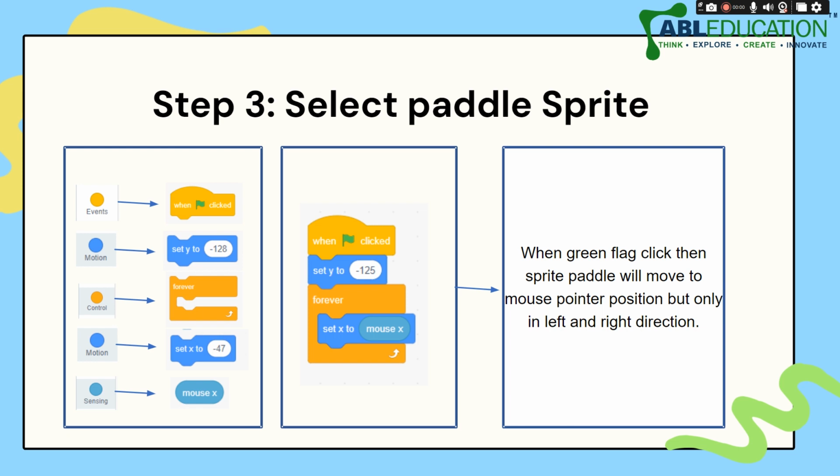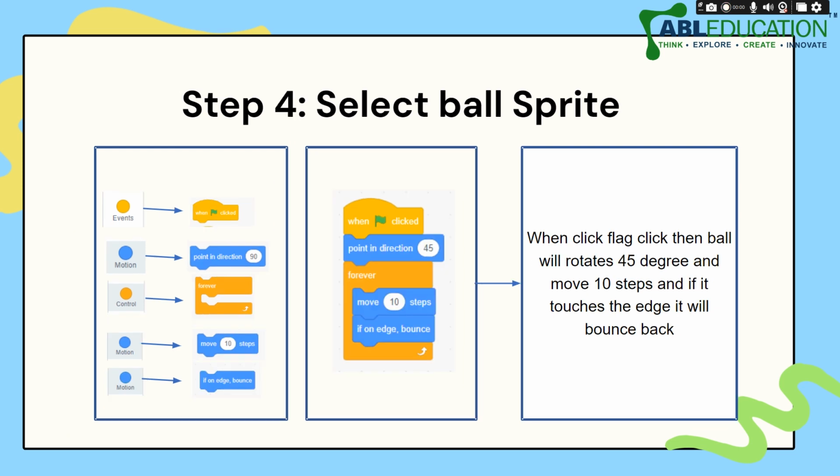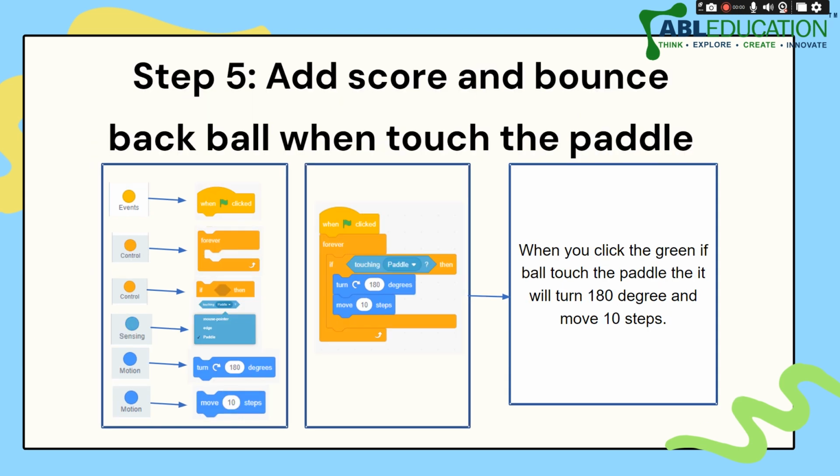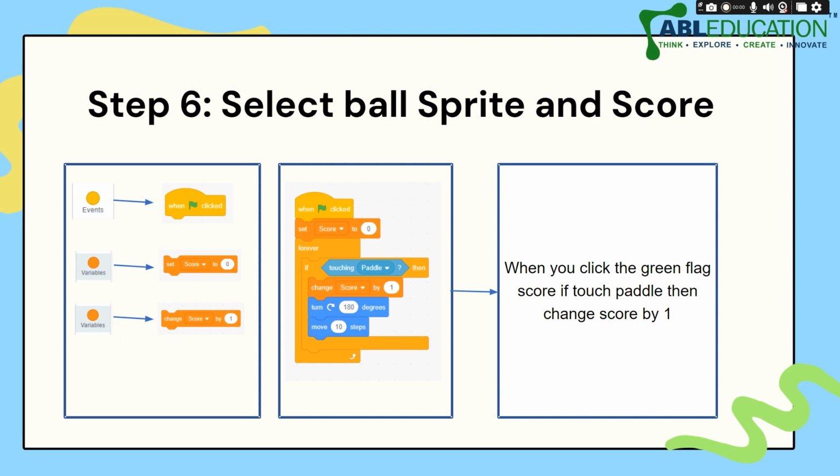And then we'll take a loop and set x to mouse x, that is it should follow the mouse. Then we'll select the ball and point, and the ball will rotate by 45 degrees, and inside the loop it will move 10 steps, and if it reaches an edge of the background, then it will bounce. So we will ask a simple question. If the condition is true, that is if the ball is touching the paddle, it will reverse its direction and move upwards, that is turn 180 degrees and move upward.